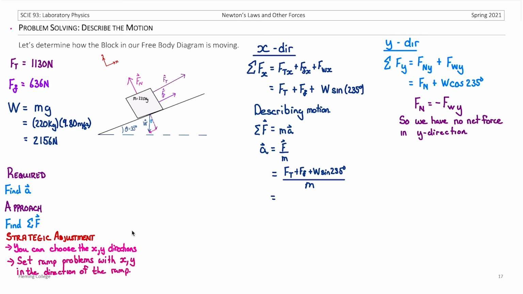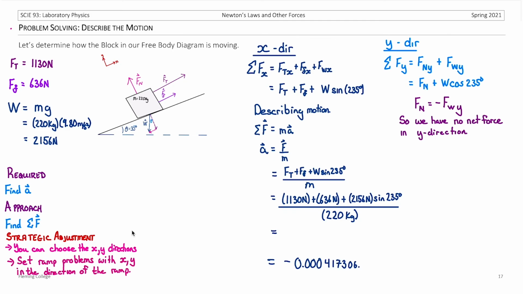So we can substitute our values. We have 1,130 newtons from tension. We have 636 newtons from friction. We have 2,156 newtons from weight, but we only want a component of it based on the sine of 235 degrees. And we have a mass of 220 kilograms. Now, if we plug all of this into our calculator, we get negative 0.000417306.